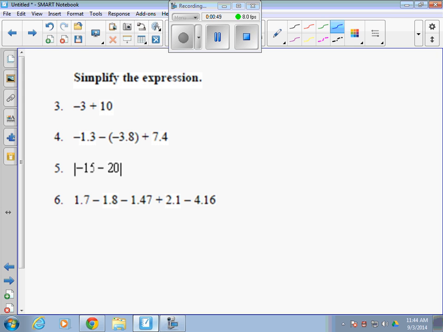Simplifying these expressions. -3 plus 10. When you put those two together, it's like subtracting 3 from 10. You get 7.